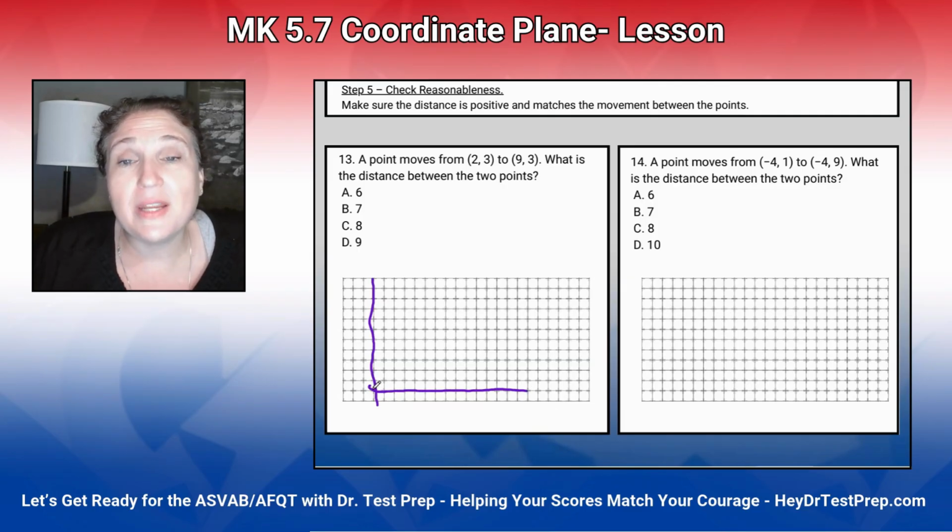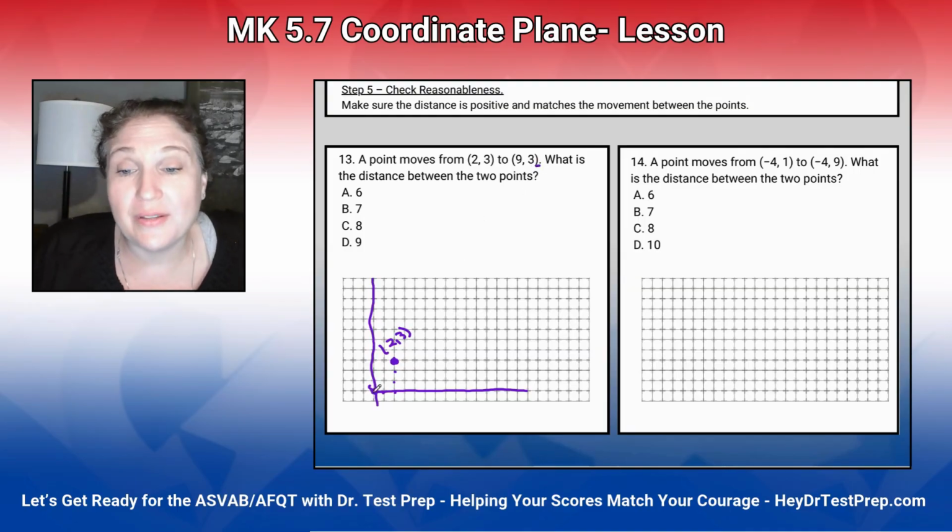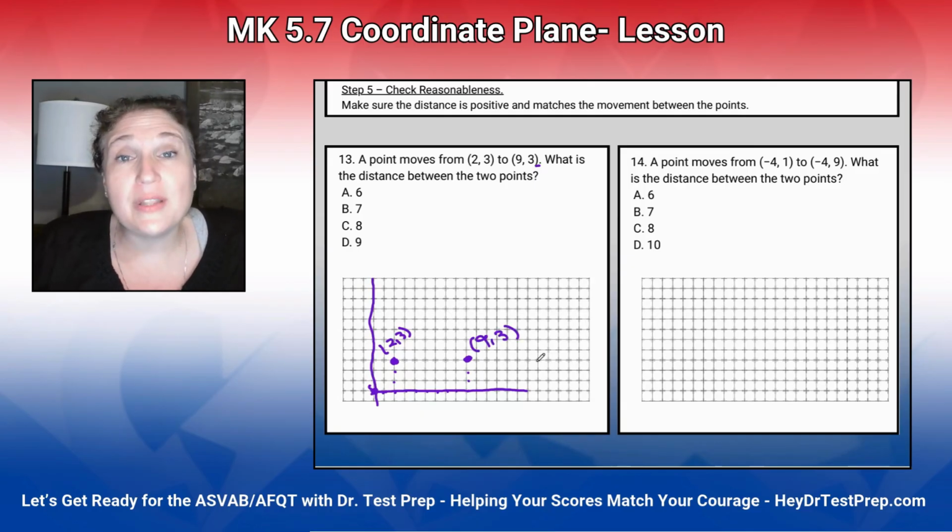So my first point is 2, 3. So I start at the origin, 1, 2, up 3, 1, 2, 3. So this is my first point, 2, 3. My next point is 9, 3. So I go back to the origin and count 9. 1, 2, 3, 4, 5, 6, 7, 8, 9. And then I go up 3, 1, 2, 3. So here's 9, 3. So what is the distance between the points?